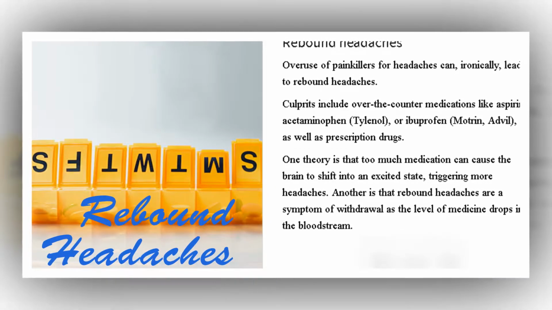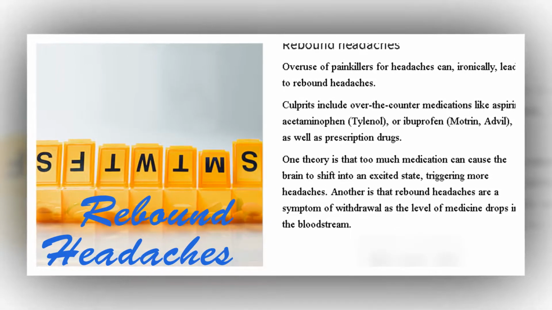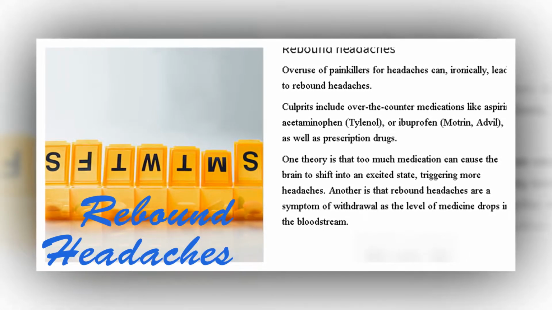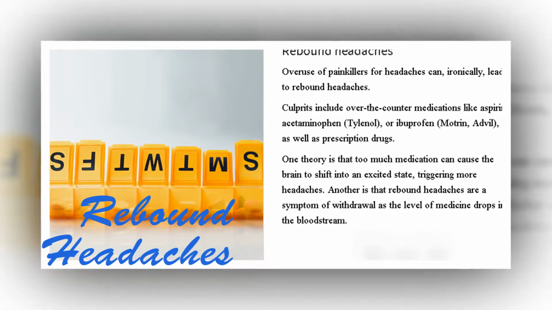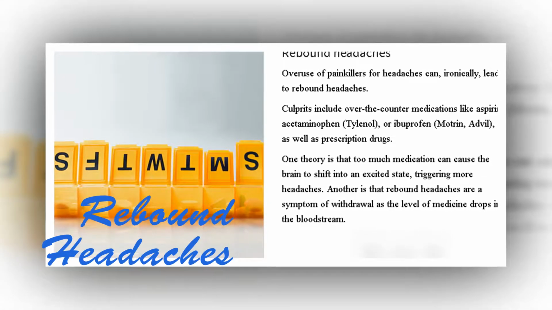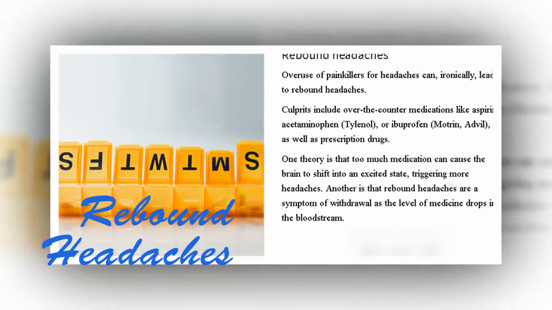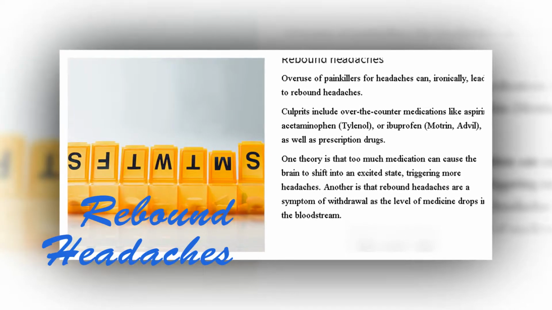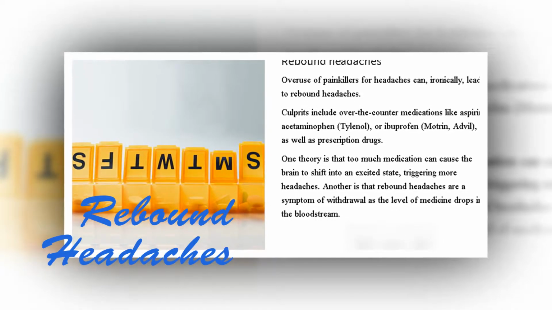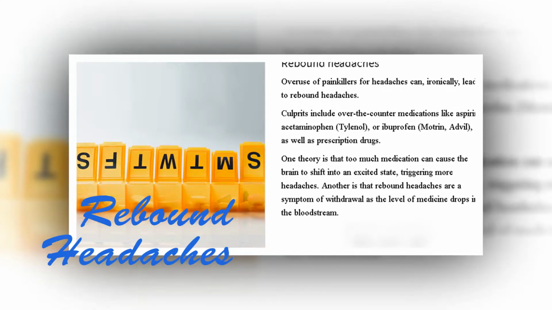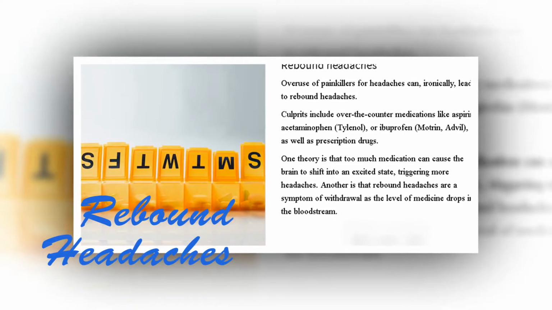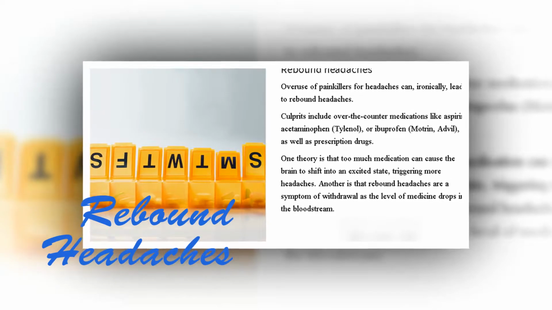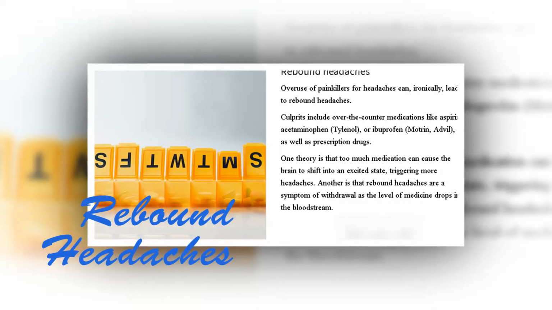Rebound headaches. Overuse of painkillers for headaches can, ironically, lead to rebound headaches. Culprits include over-the-counter medications like aspirin, acetaminophen (Tylenol), or ibuprofen (Motrin, Advil), as well as prescription drugs. One theory is that too much medication can cause the brain to shift into an excited state, triggering more headaches. Another is that rebound headaches are a symptom of withdrawal as the level of medicine drops in the bloodstream.